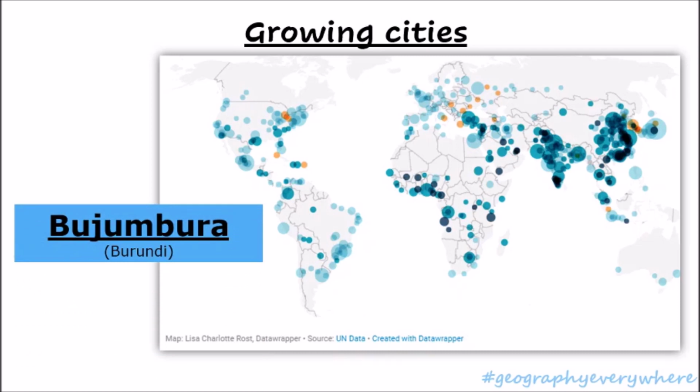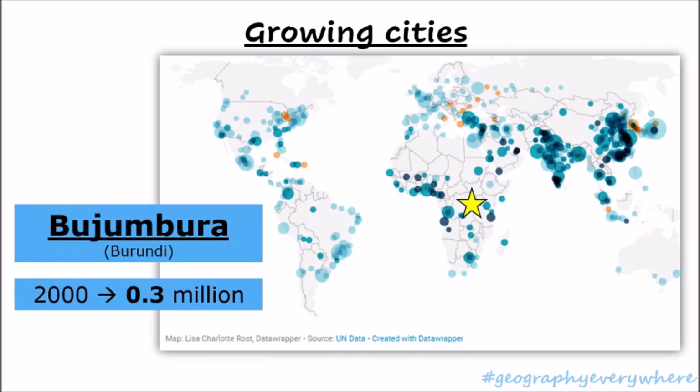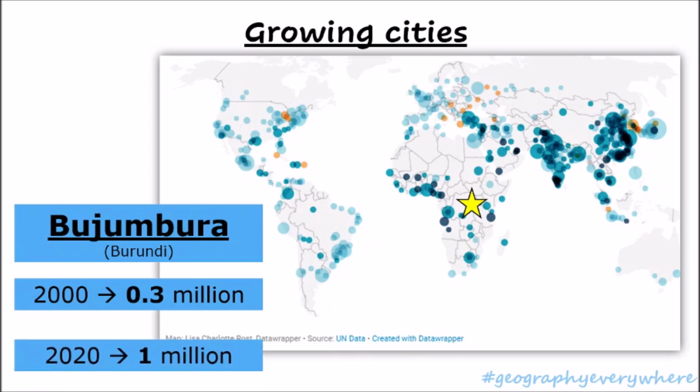Bujumbura in Burundi. This is one of the fastest growing cities in the world, and it's found in Central Africa. In the year 2000, the population of the city was 0.3 million. But in 2020, its population increased up to 1 million residents. This means that the population tripled.